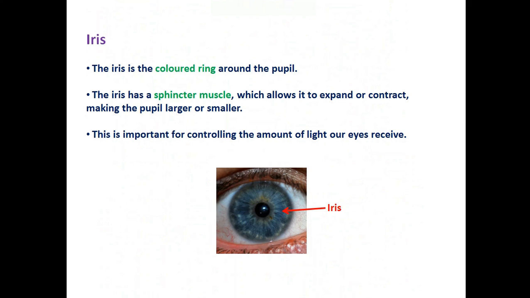Let us start with the iris. The iris is the colored ring around the pupil. The iris has a sphincter muscle, which allows it to expand or contract, making the pupil larger or smaller. This is important for controlling the amount of light our eyes receive. Look at the picture. Yeah, that blue-colored ring around the pupil is the iris.